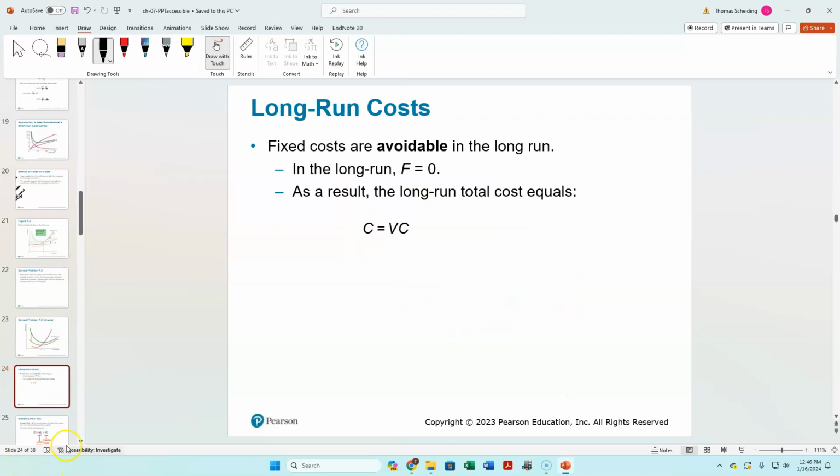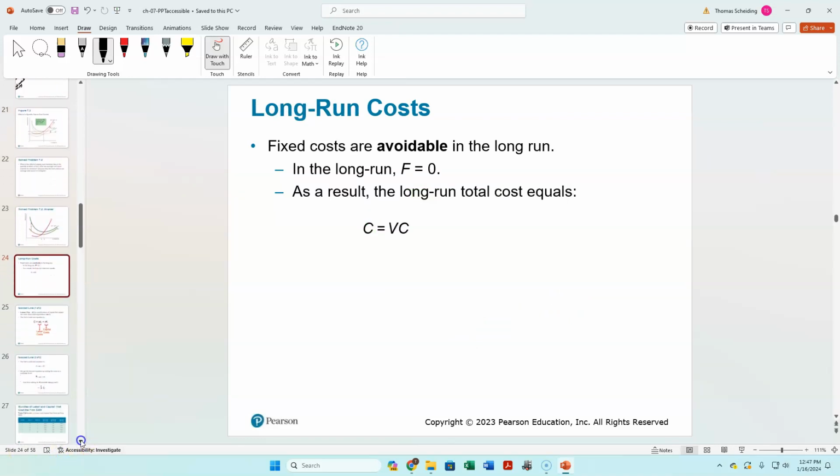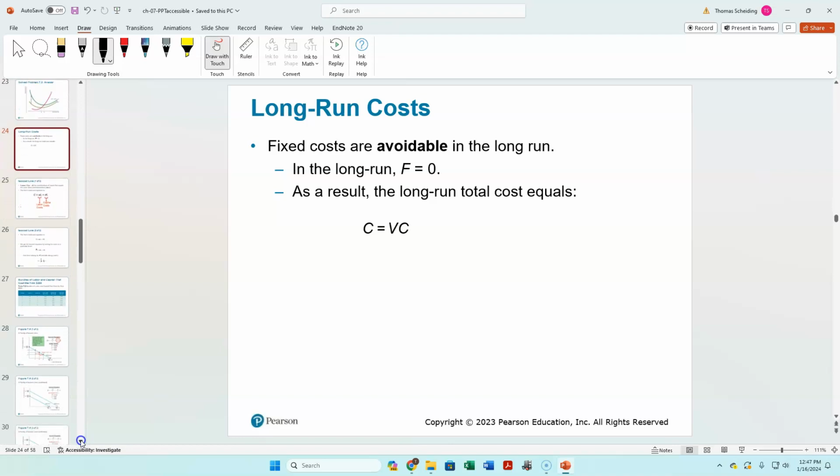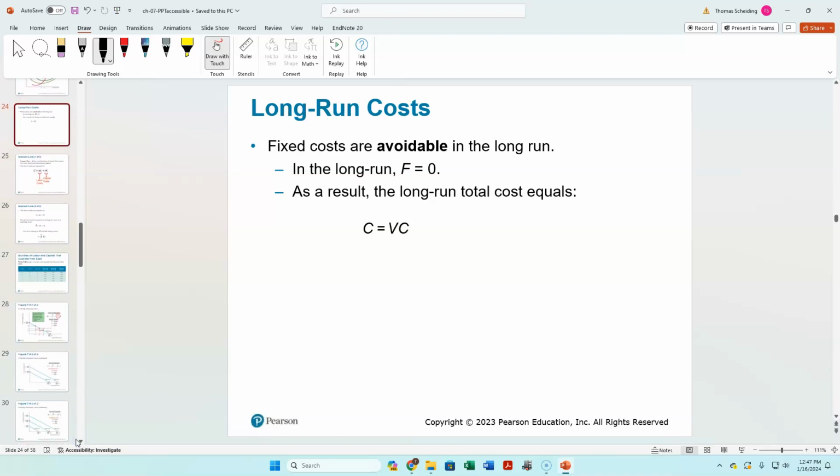Our fixed costs can go to zero in the long run, because we can get rid of things, right? We can change the way that we're doing things. So in the long run, fixed costs are zero only because everything is now a variable cost, which is why they wrote here that all costs in the long run are variable costs.